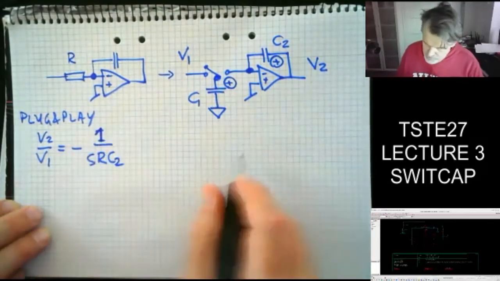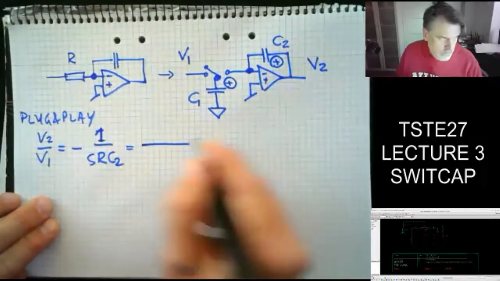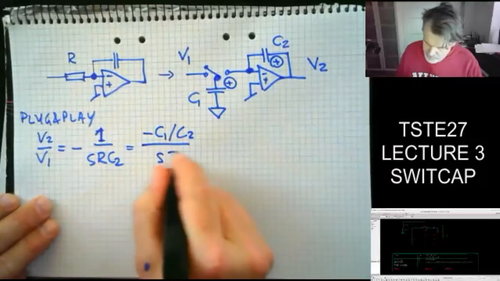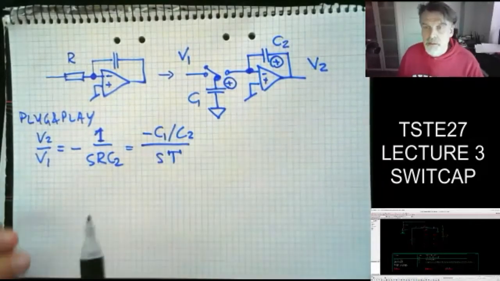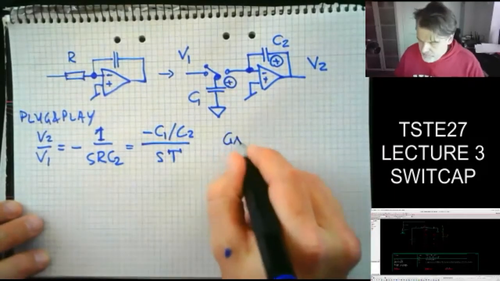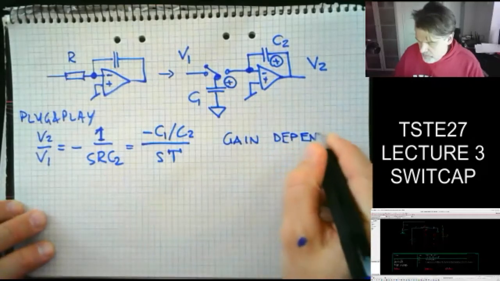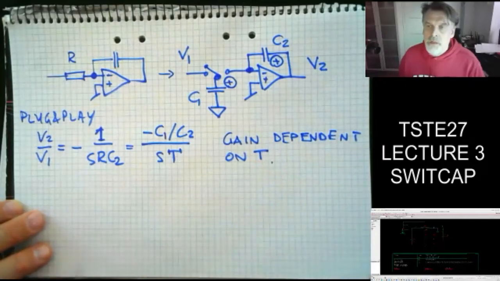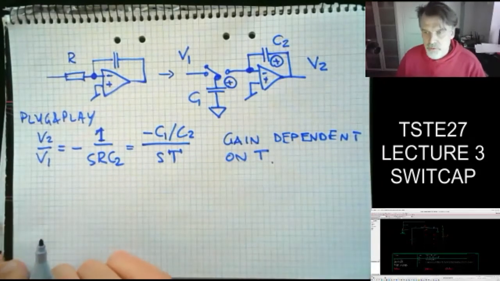1 over, so if we do that, we'll get minus C1 over C2 and then ST. So that's my integration operator, and that's my gain, more or less. We can also observe here that the gain is dependent on T. That's not really a surprise, because that's what we just determined also in Cadence.